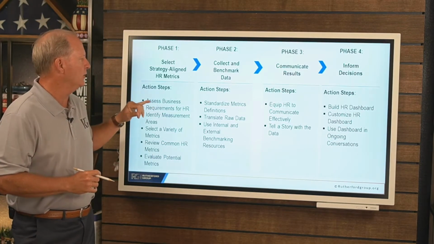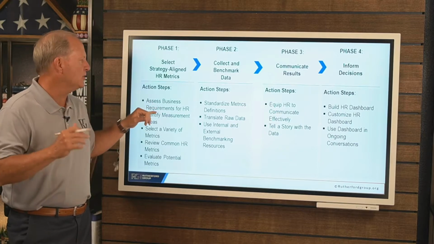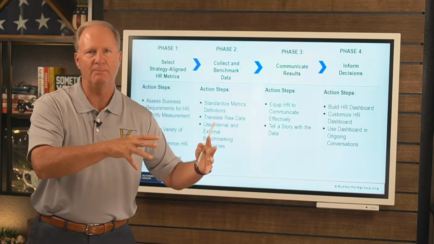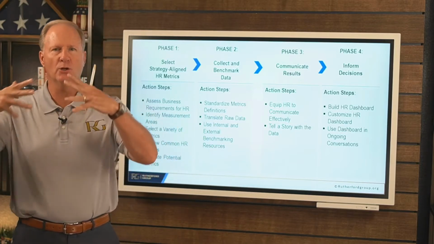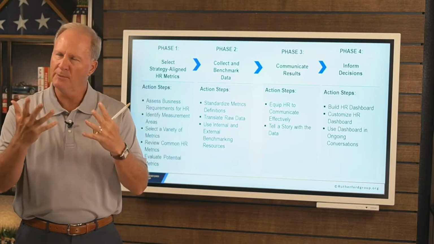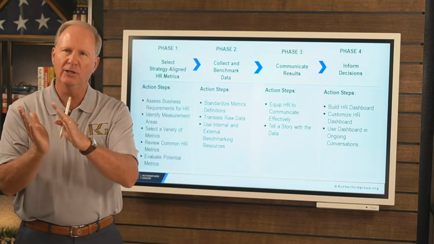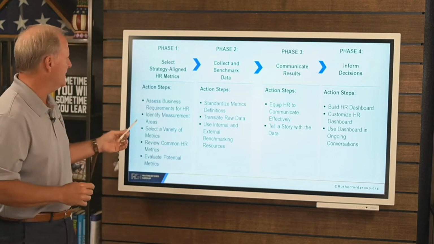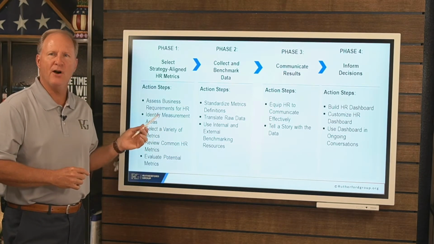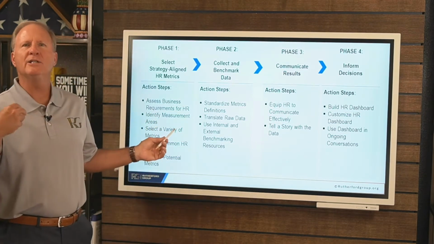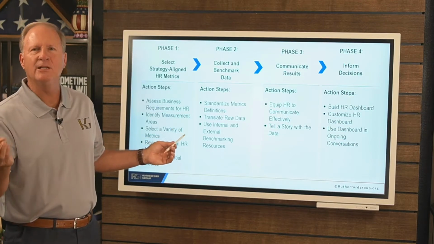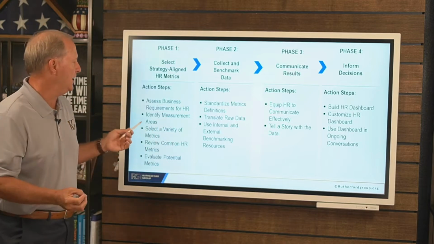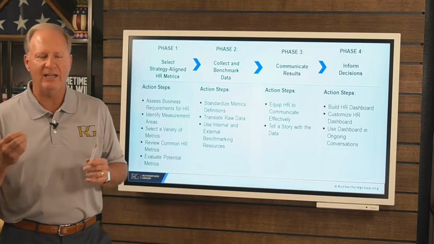First thing that we want to do is assess the business requirements for HR, meaning we want to connect what's going on in the business with the HR side so that the two are integrated. You always hear me say that integrated, not aligned, but really integrated. They must be tied together. The second key thing that we're going to look at is identifying measurement areas. What is it that the business is doing that we need to be taking a look at and measuring in a significant way?